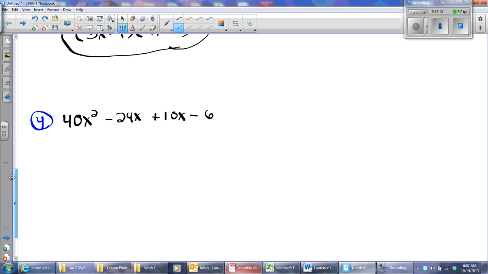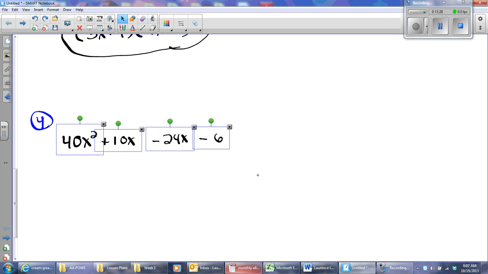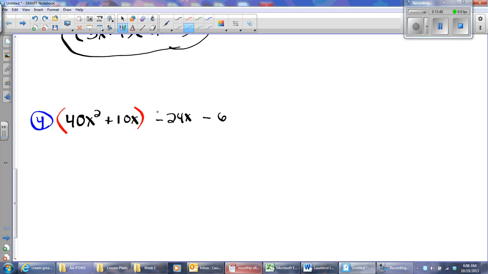Okay, one more problem. This one I think I do want to rewrite. I really would rather put 40x squared with the positive 10x and the negative 24x and the negative 6 together. I like the way that looks better. There were GCFs before, but it's a little bit easier to do it this way, in my opinion, because I like the 40 and the 10 together. I like the two negatives together. Now, you don't have to rewrite it. It just jumped out at me that it would be easier.